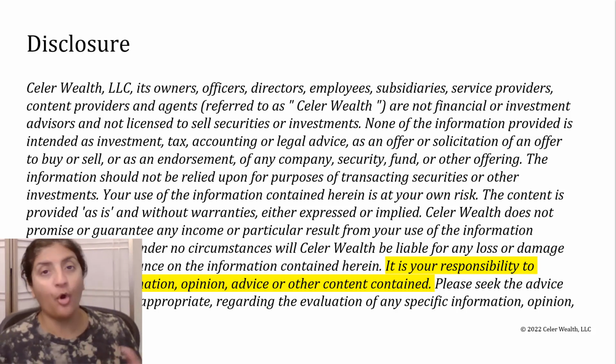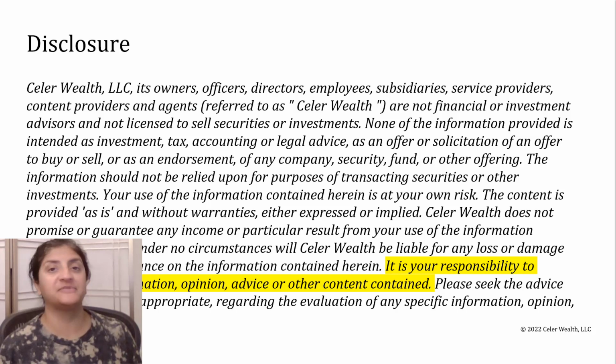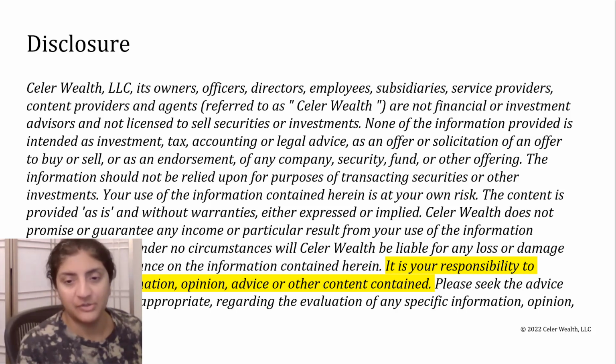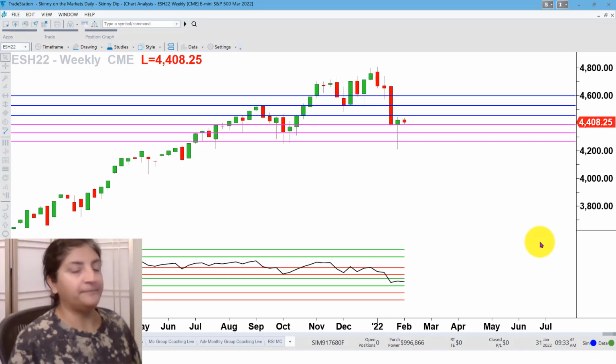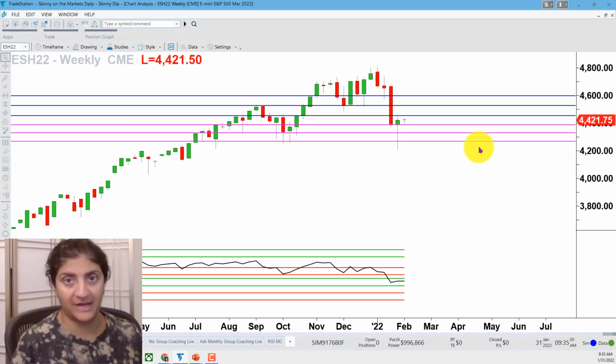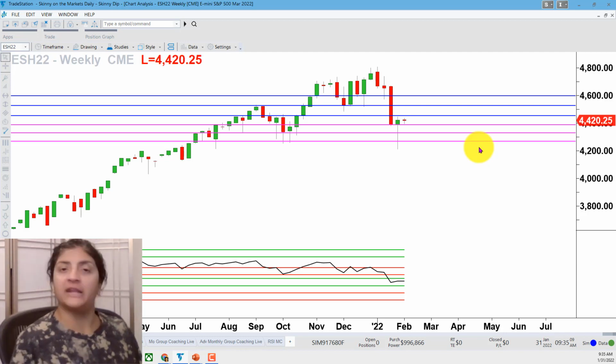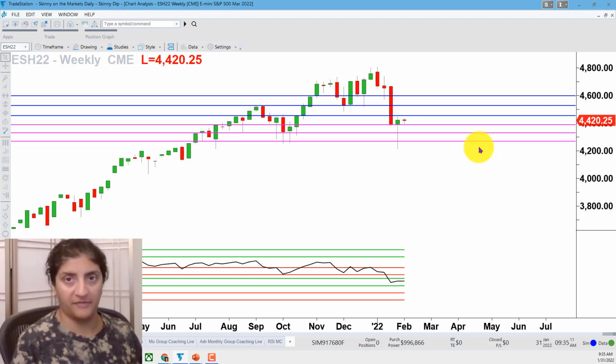Okay, so let's go over to my chart of the ES, and what we're going to do is go top down from weekly down to the daily down to the 60-minute. All right, so let me bring that up on my TradeStation screen here. All right, so here we've got the weekly chart of the E-mini S&P 500 futures contract, specifically the March 2022 front month, and you can see that I have a variety of blue and pink horizontal lines on this chart.